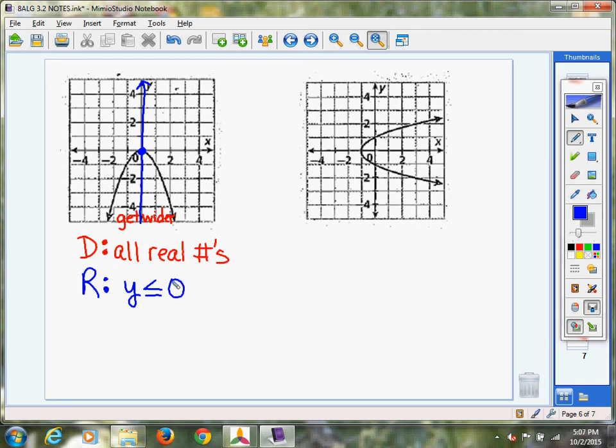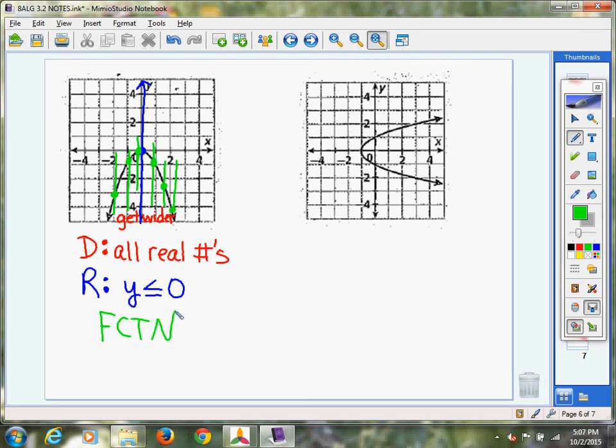Okay? Now I'm going to switch to another color, because to determine whether or not it's a function, you need to do the vertical line test. So I'm going to put a vertical line just a couple of places through this, okay? And does it pass through exactly and only one point? And the answer is yes. It's not passing through 2 points. It's passing through 1 point. So this is a function.